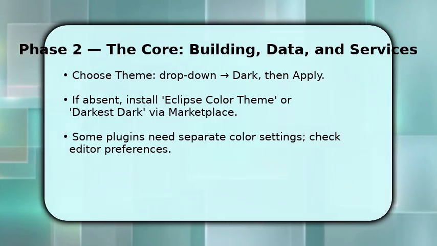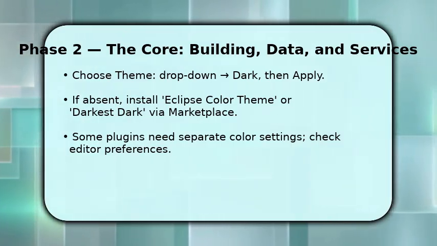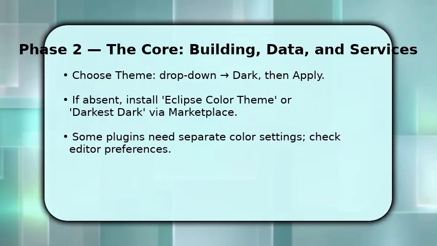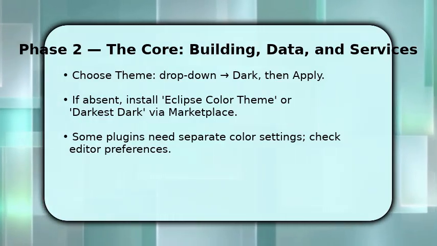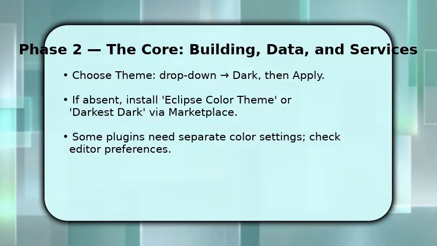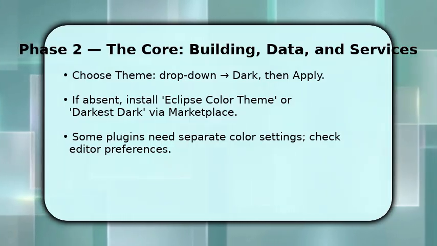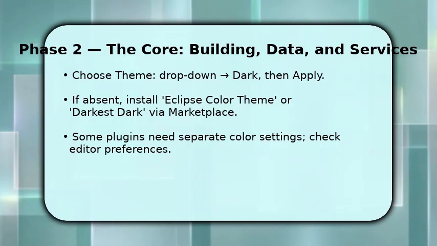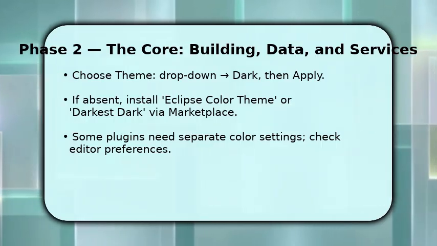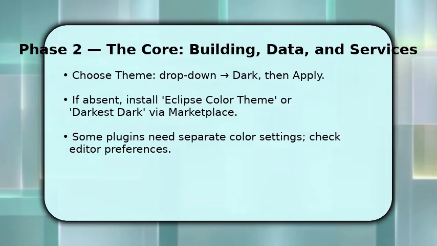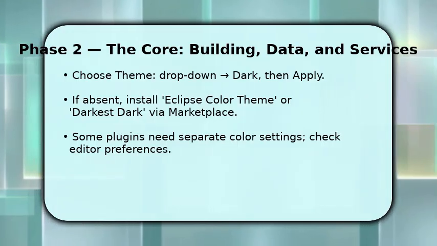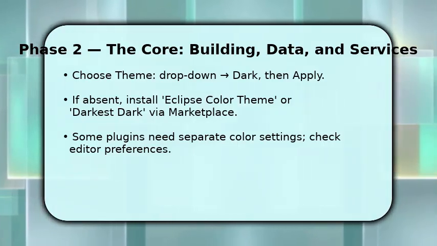If dark is missing, open Help, then Eclipse Marketplace, and install a dark theme package such as Eclipse Color Theme or Darkest Dark. Installing adds editor palettes and CSS fixes. Make sure to read prompts and restart when requested. Also, check plugin-specific color settings because editors like Java editors may keep bright syntax colors unless you change their palette.